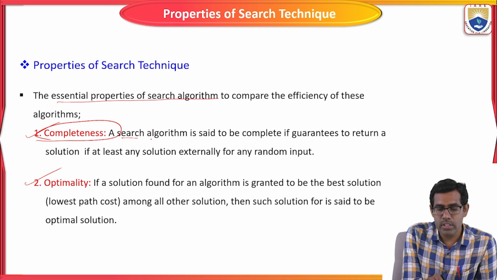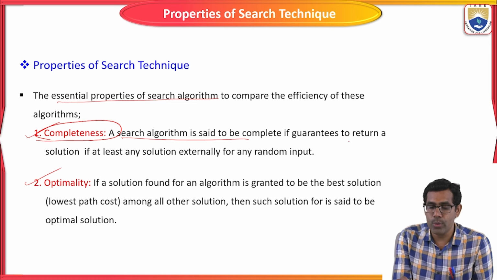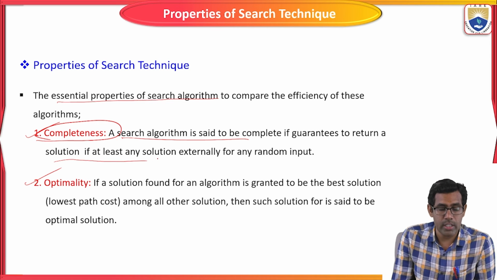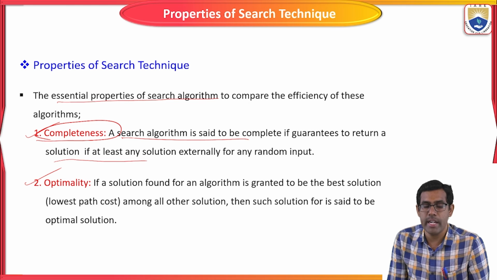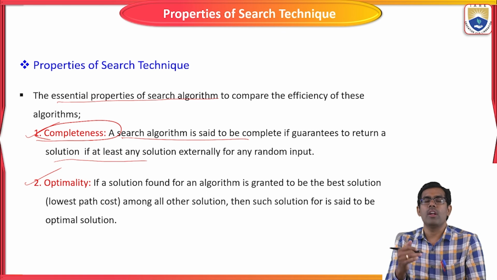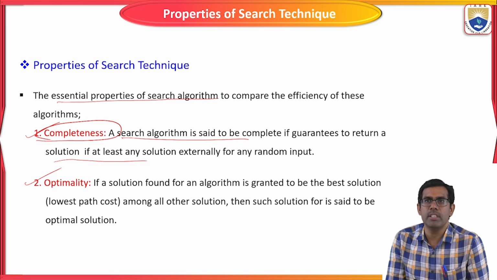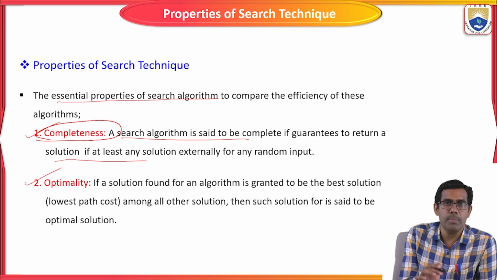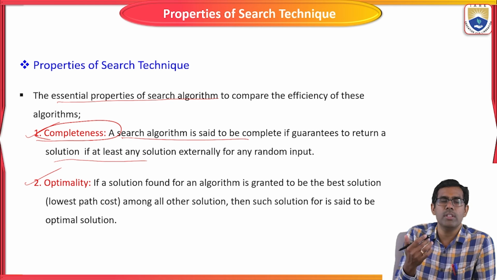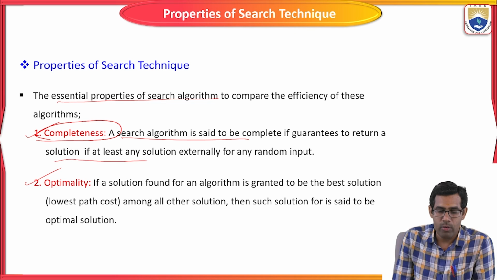So the search algorithm is said to be complete if it is guaranteed to return a solution if at least one solution exists for any random input. What input, what data, what information you are going to gather from the search engine based on your problem statement should be complete. We should not give an incomplete definition to the machine, to artificial intelligence machines. So that is completeness: you should give the definition of the problem statement in a complete manner.